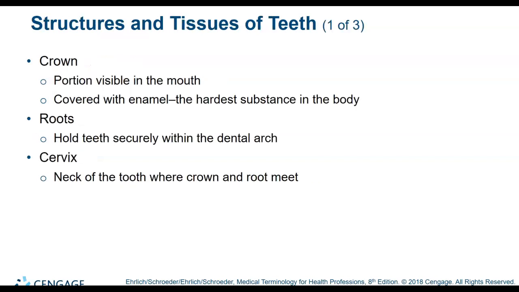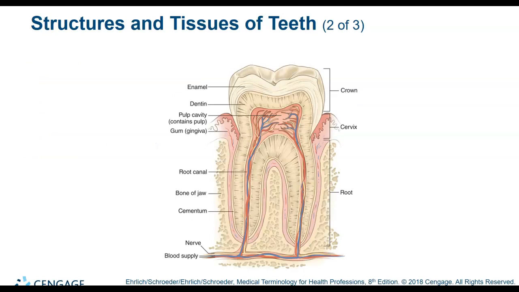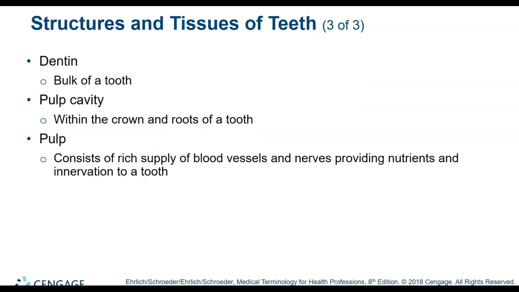Again, the crown of the tooth is the top portion in the mouth. The tooth that we can see is covered with enamel, which is really one of the hardest substances in the body. The root is what holds our teeth in place, and the cervix of the tooth is actually where the crown and the root meet. Again, just a nice picture there.